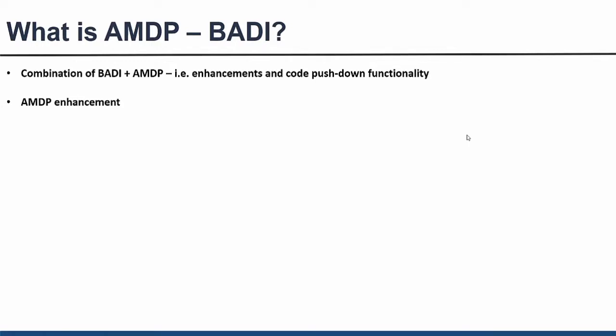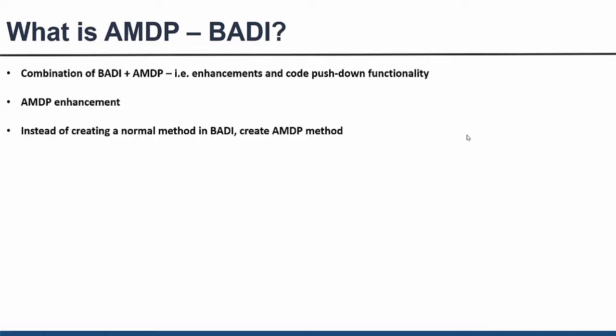What does this mean? That means when you create a normal BADI, inside that BADI you have a normal method, and when you implement your BADI, that normal method gets implemented. In case of AMDP BADI, you will be creating a BADI, but inside that BADI you will be creating an AMDP method instead of a normal method, so that whenever you implement that BADI, your AMDP method will get implemented, and then you will have a combination of BADI plus AMDP.